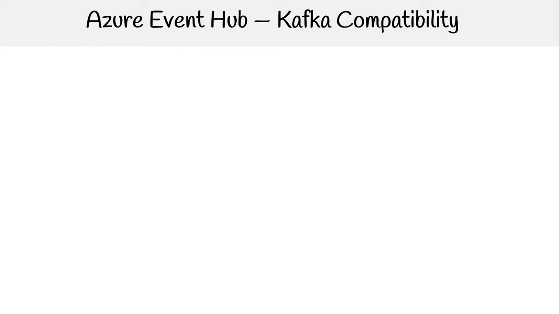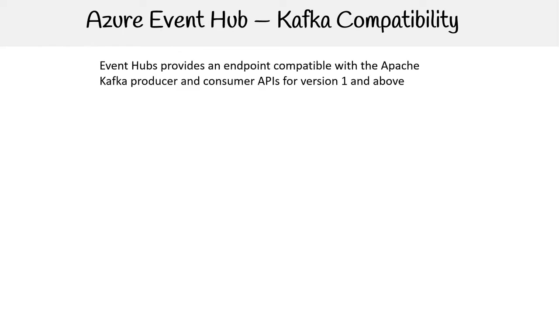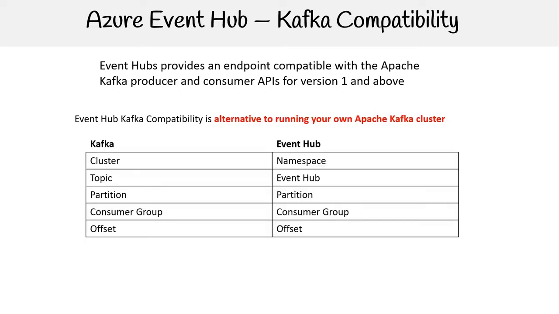So let's talk about that Kafka compatibility. So Event Hub provides an endpoint compatible with Apache Kafka producers and consumers APIs for version 1 and above. So Event Hub Kafka compatibility is an alternative to running your own Apache Kafka cluster. So we said that they're very similar. Event Hub calls them namespaces, Kafka calls them clusters. So you can kind of see that there's that translation over.